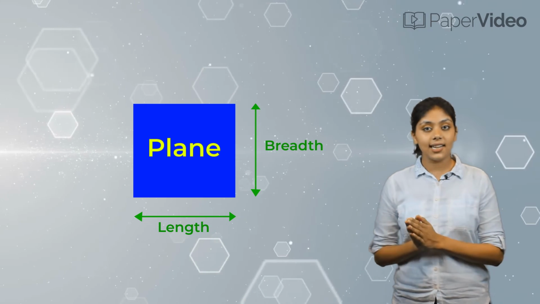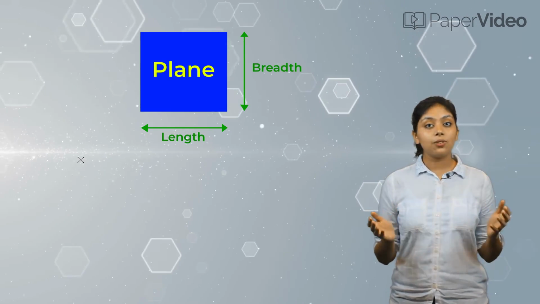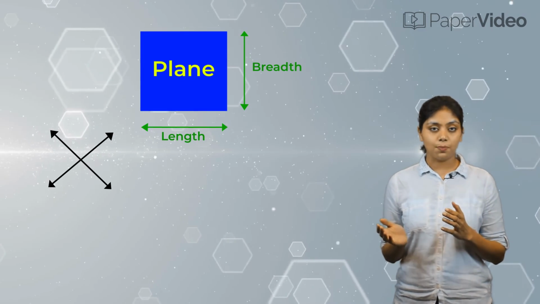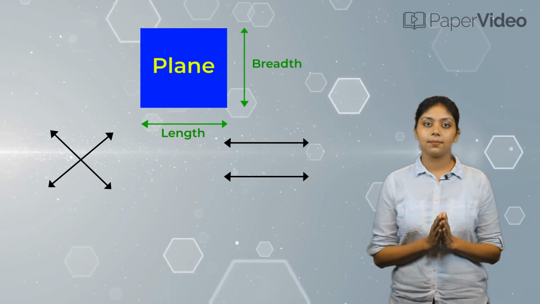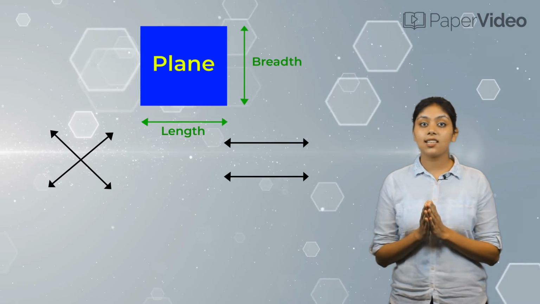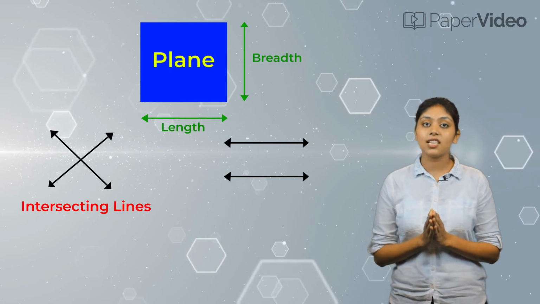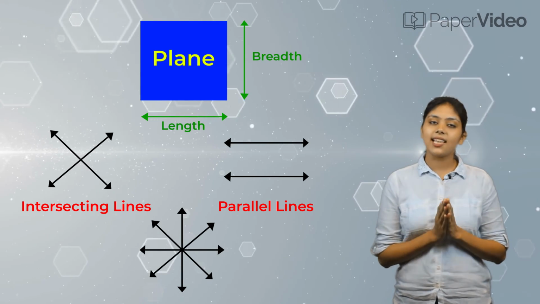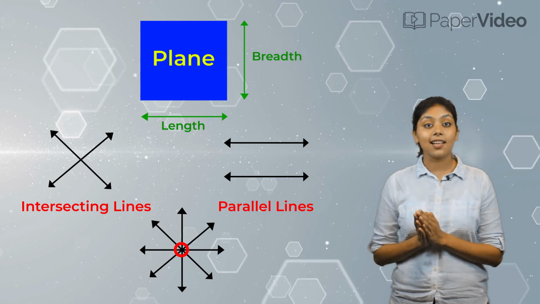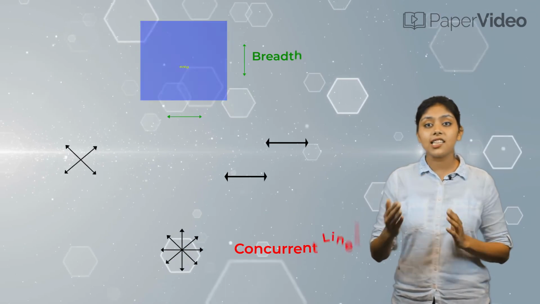If we have 2 distinct lines on a plane, then there are 2 possibilities. The 2 lines will either intersect each other at a point or they will never meet each other at any point on the plane. In the first case, lines are called intersecting lines, while in the second case, lines are known as parallel lines. If 3 or more lines on a plane intersect at a single point, then these lines are called concurrent lines.